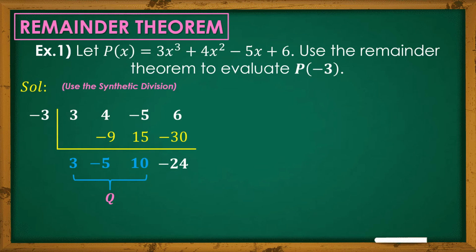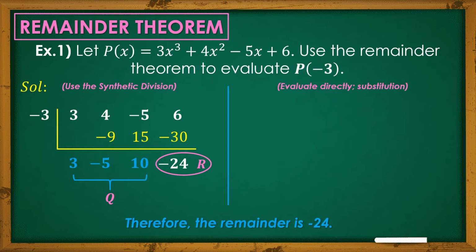Now, we have this quotient. And this is our remainder. Therefore, the remainder is negative 24. So, dito ang focus natin is hanapin ang remainder. Using the synthetic division, we can easily get the remainder. But, let's evaluate directly through substitution.